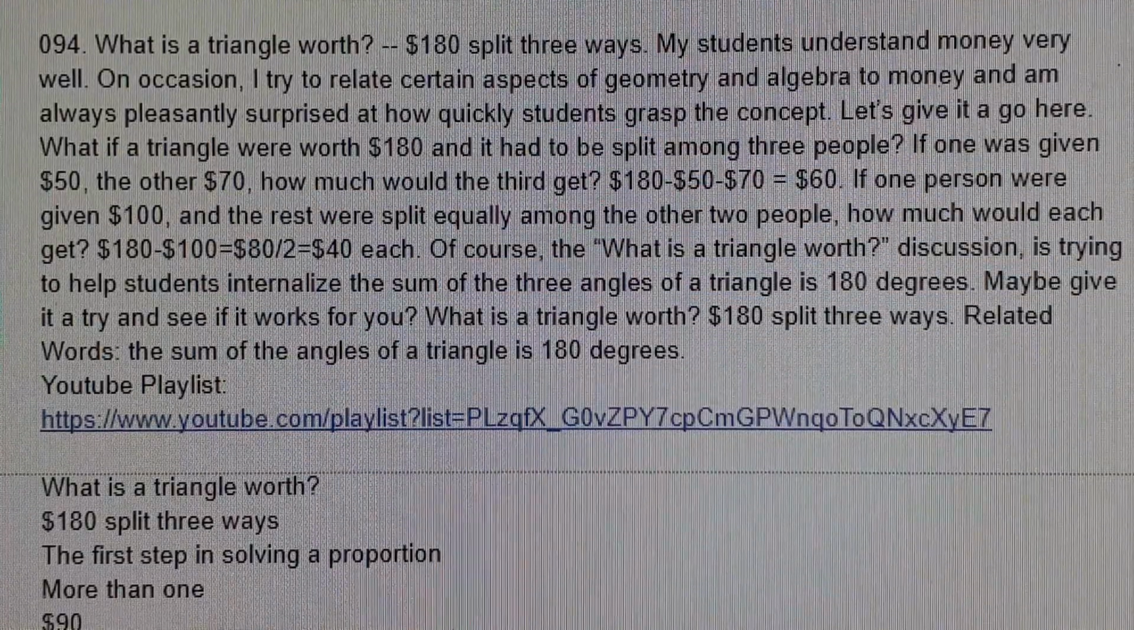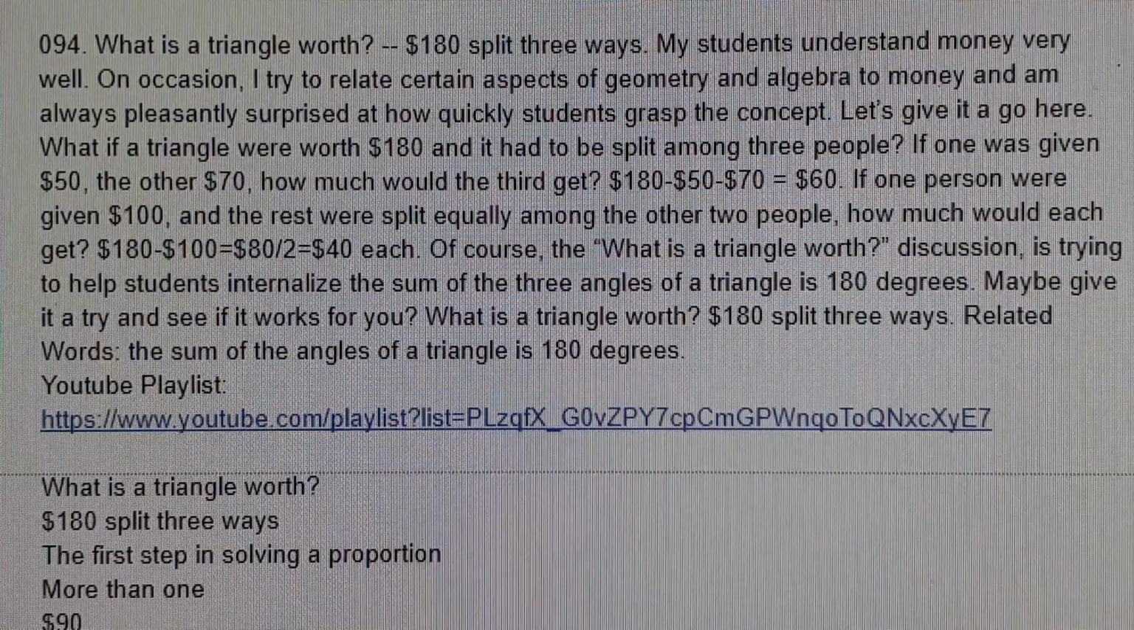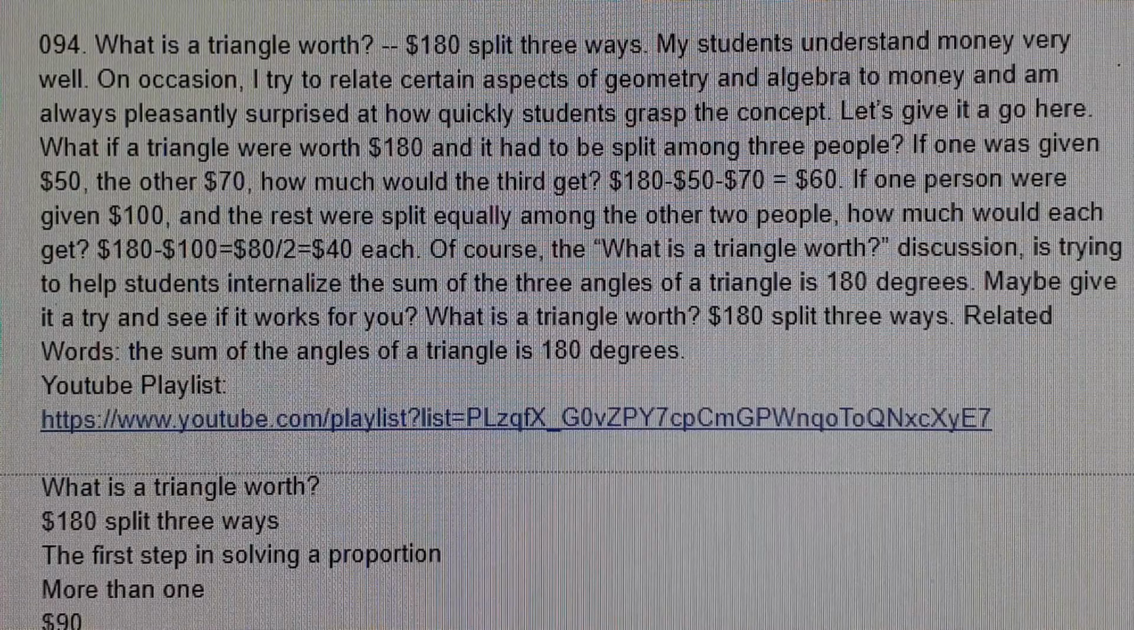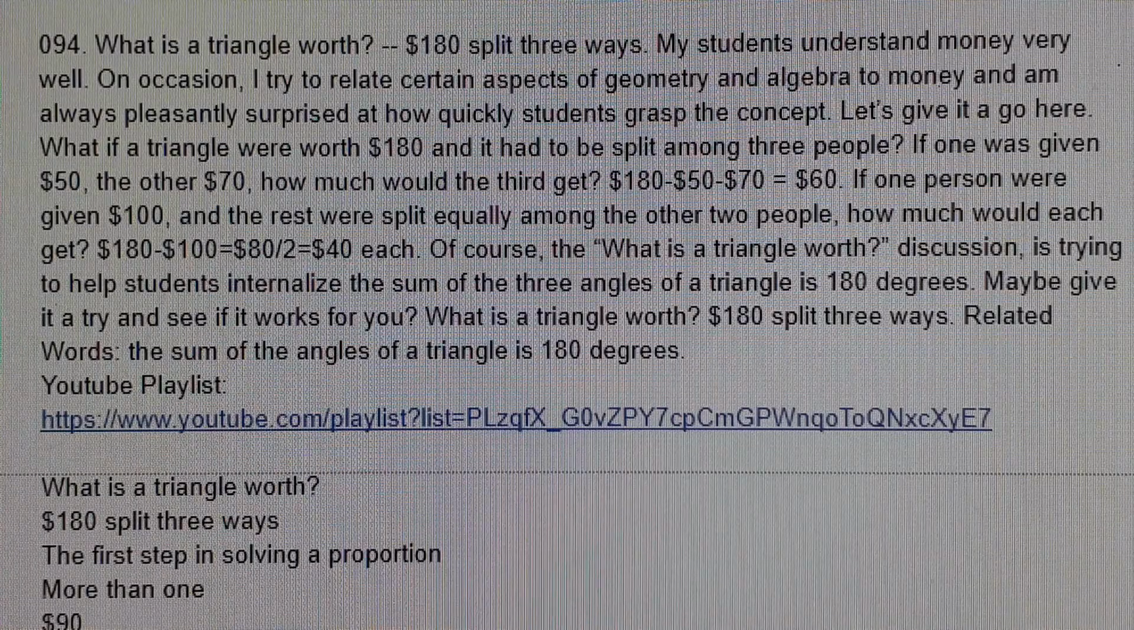What is a triangle worth? $180 split 3 ways. My students understand money very well.